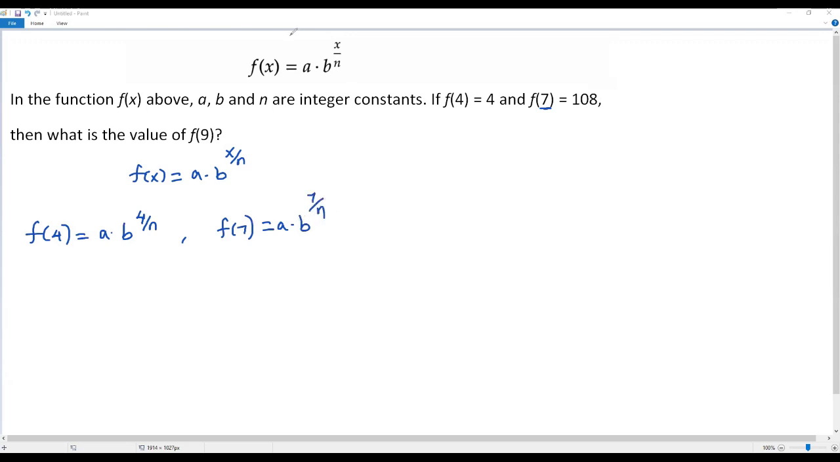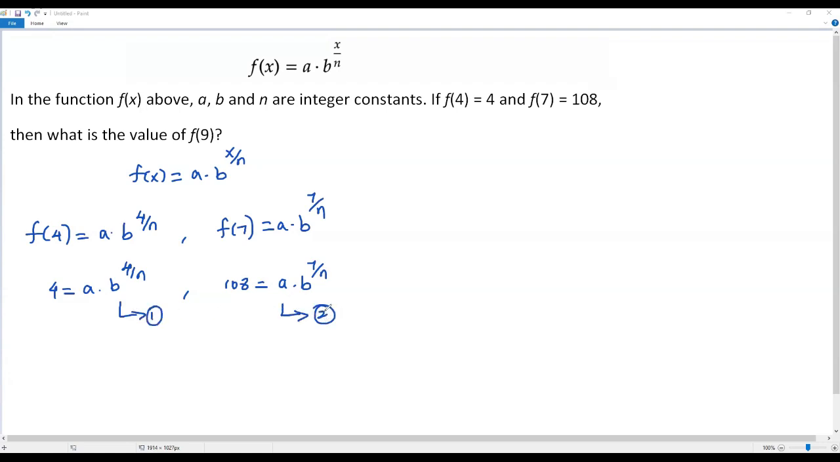Okay, here we have the values for f of 4 and f of 7. The value of f of 4 is 4 and f of 7 is 108. Let me plug in this 4 for f of 4 over here and this 108 for f of 7 over here. Then I'm getting 4 equals a times b raised to the power of 4 over n. And here for this f of 7 we can plug in this value, that is 108 equals a times b raised to the power of 7 over n. Okay, let me take this as equation number 1 and this as equation number 2.